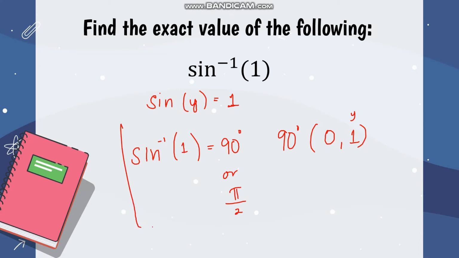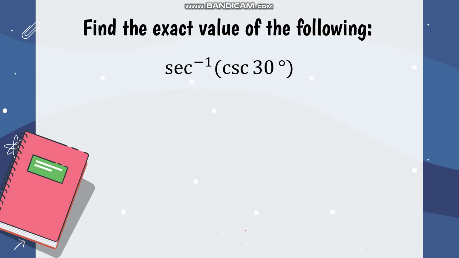So this means 90 degrees will give us a sine of 1, or we can say that pi over 2 will give us a sine of 1 as well. Now let's try inverse secant of cosecant 30 degrees.